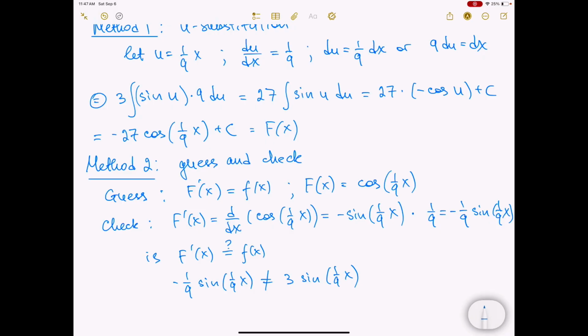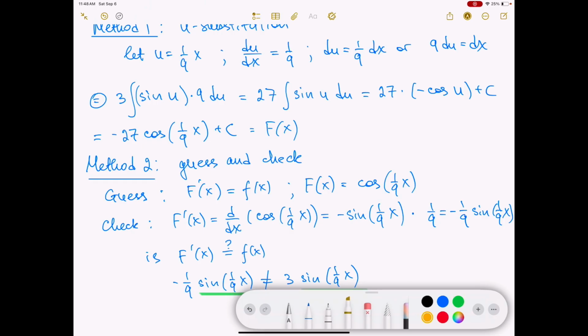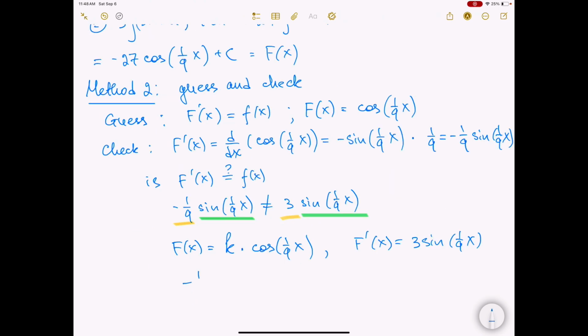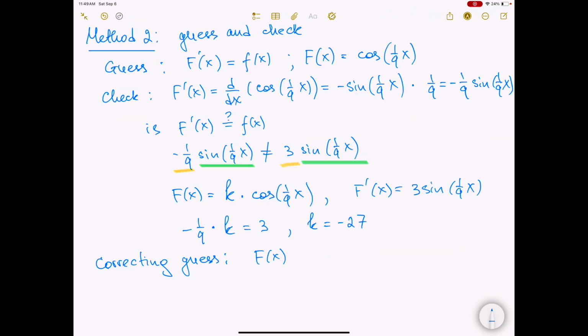Therefore, while part of the guess was good, I got the right trigonometric function with the right argument, the constants are not the same. Instead of minus 1 over 9 that I got, I needed to get a 3. So minus 1 over 9 needs to be multiplied by a constant k such that the result at the end of the calculation would be equal to 3. Let's solve for this constant k. This should be equal to minus 27. I think the antiderivative should be minus 27 cosine of 1 over 9x.